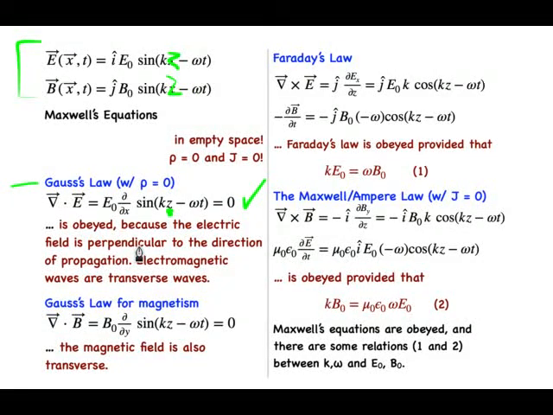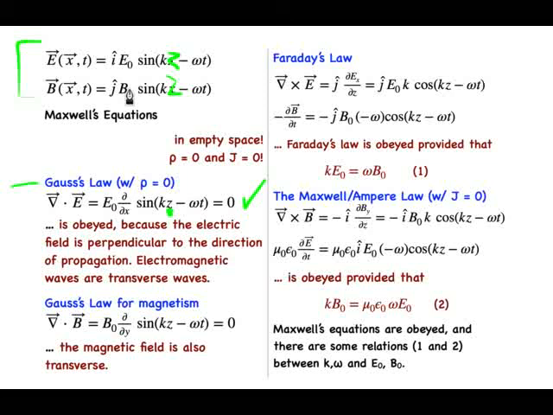Okay, so Gauss's law is satisfied, with no charges, of course. Now, as long as we're doing Gauss's law for electricity, we might as well look at Gauss's law for magnetism. The divergence of B has to always be 0, because there are no magnetic charges.